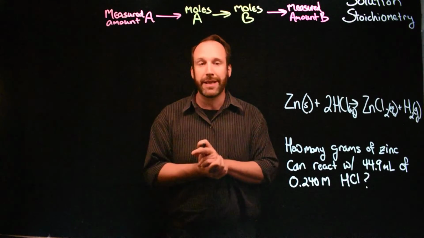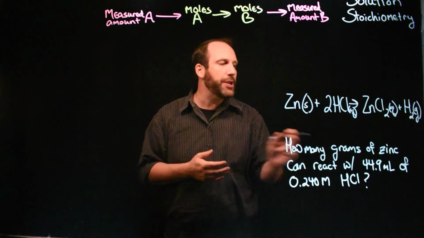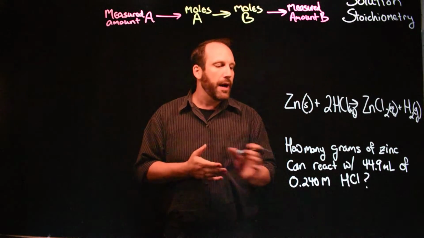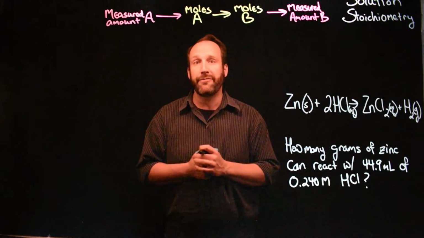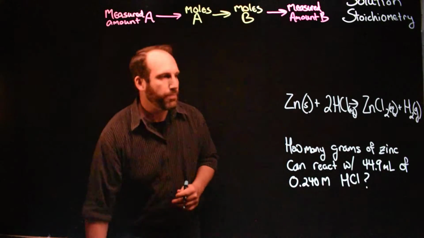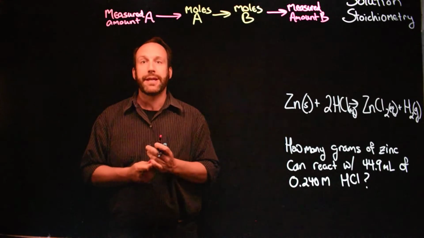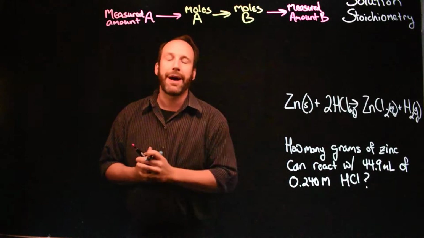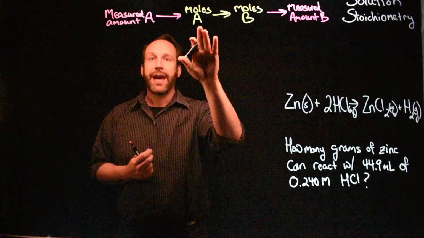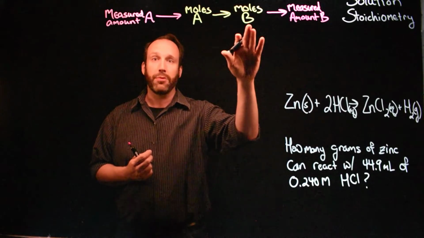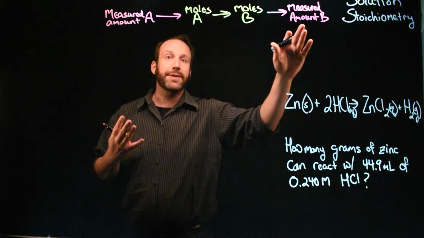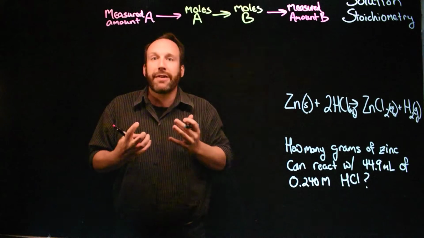So let's imagine that we're doing that reaction, and the question that we're asked is how many grams of zinc can react with 44.9 milliliters of this solution of HCl? The first thing that we need to do anytime we start one of these problems is to figure out what the question is. Here's the roadmap that we talked about in the last video, where you're starting with some measured amount of A, you're turning that into moles of A, you're using the balanced chemical equation to convert to moles of B, and then you're solving for some measured amount of B. So B is always the thing that you're looking for a measurement of.